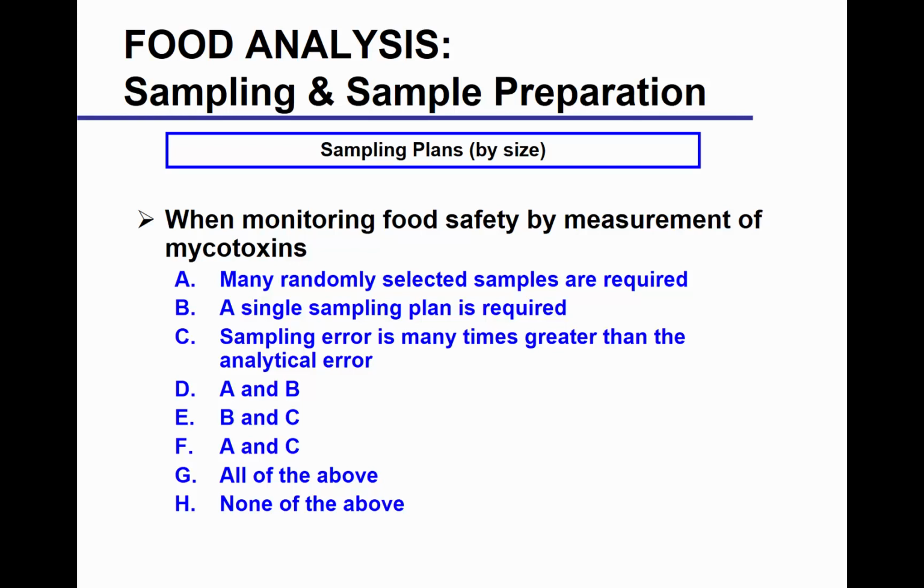Time for a question. When monitoring food safety by measurement of mycotoxins, so you're measuring mycotoxins, many randomly selected samples are required. A single sampling plan is required. Sampling error is many times greater than the analytical error.